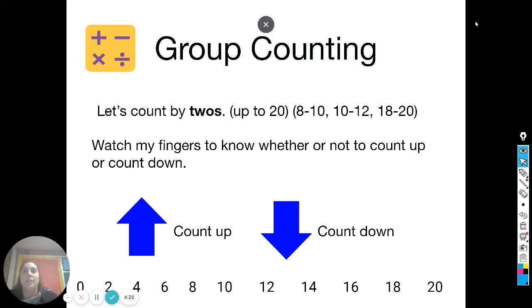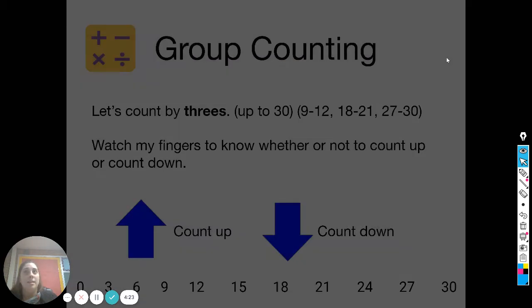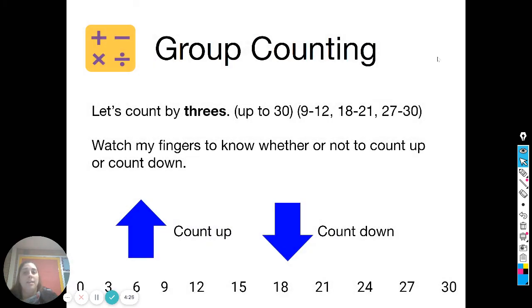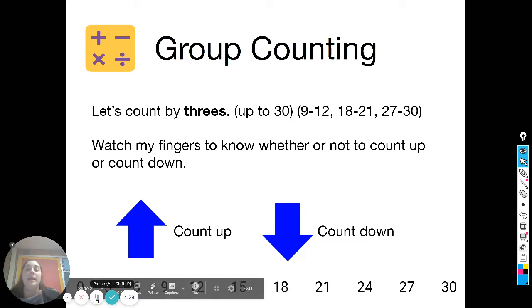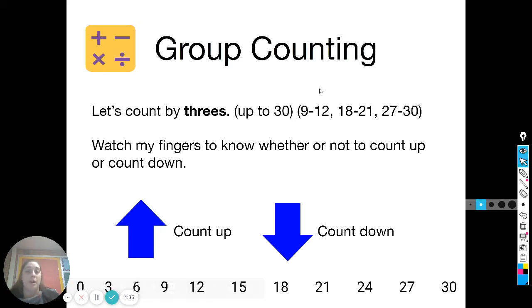Great job. Okay, let's go ahead and move on to the next slide. Now we're going to count by threes. So we're going to go all the way up to 30. We're going to go to 12, turn around, go back to 9, then go up to 21, turn around and go back to 18. We're going to go all the way up to 30 and then go down to 27 and then back up to 30.